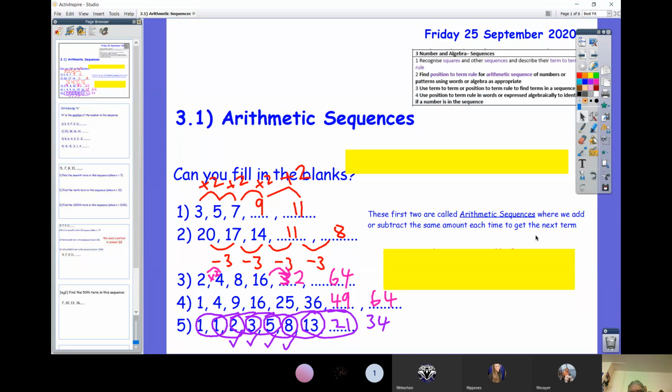So just to read it for those of you who are struggling to see that, it's quite small and blurred on the board. These first 2 are called arithmetic sequences, where we add or subtract the same amount each time to get the next term. And you can tell from the title of today's lesson, that's where we're going to be spending our time. They might look the easiest, but maybe they are, but we can do some really cool stuff with them.